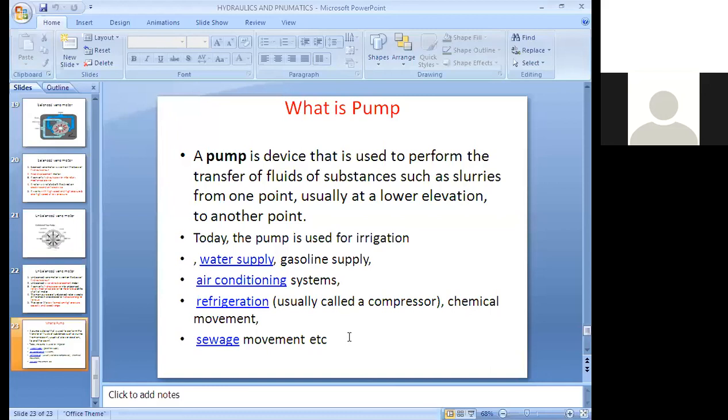Today the pump is used for irrigation, a very important point. For your understanding, I am going to mention a few points in the slide: water supply, gasoline supply, air conditioning systems, refrigeration, chemical movement and sewage movement. Those who have agricultural land, if you want to transfer water from one place to another place, you have to use a device called a pump.